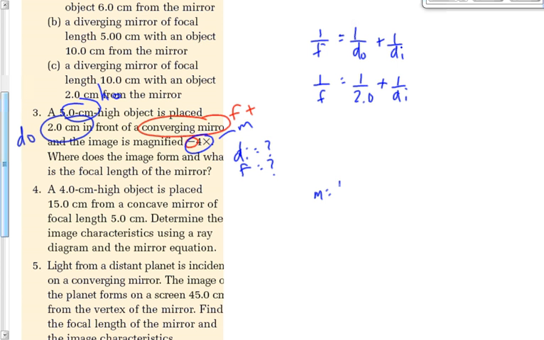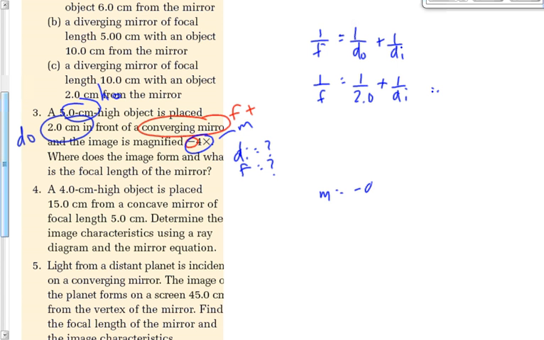Okay, let's go to my other equation. M is equal to HI over HO equals -DI over DO. We got HO. We don't have HI. We got M. We have DO. We don't have DI. What do you want to do here? Can't use this equation yet because you have two unknowns. Hey, this one you have two unknowns too, but this one you got two equations, really. Good, good. Let's use the second part of that.